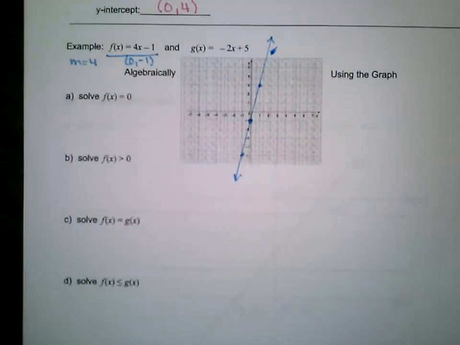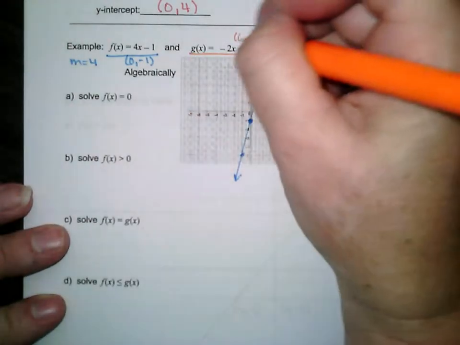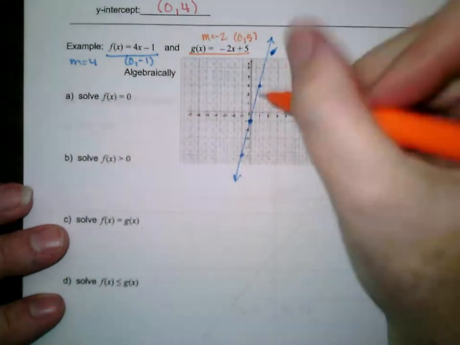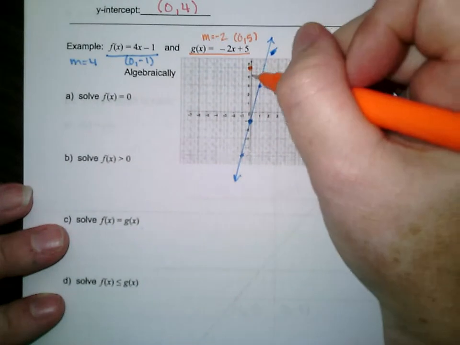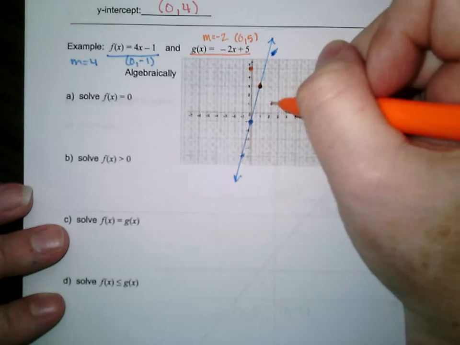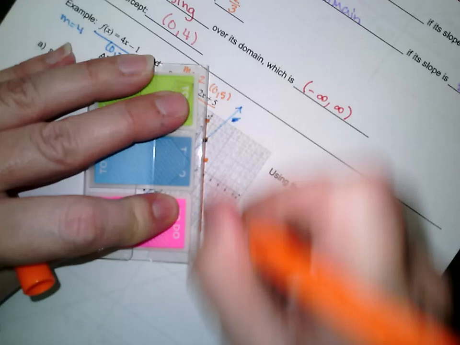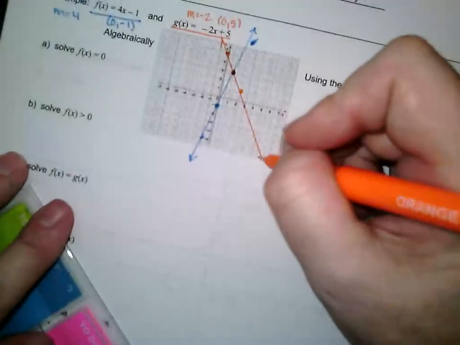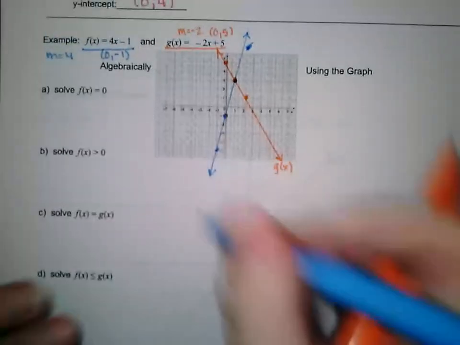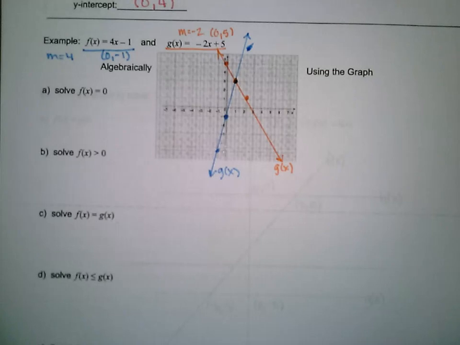Then I'm going to graph g of x. G of x is also a line. It has a y-intercept at 0, 5, and its slope is -2. So we'll go 0, 5, and then a slope of -2, so down 2 over 1, down 2 over 1. Okay, and that is g of x. So f of x on my graph is going to be that turquoise blue color. G of x is going to be orange.